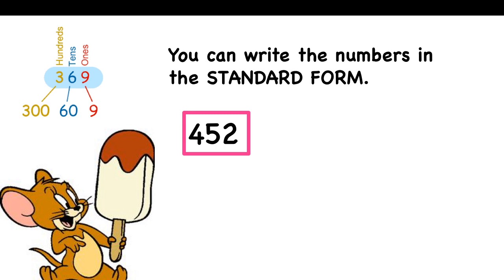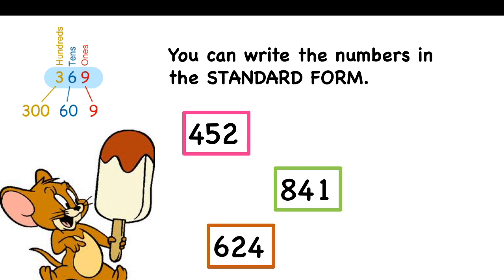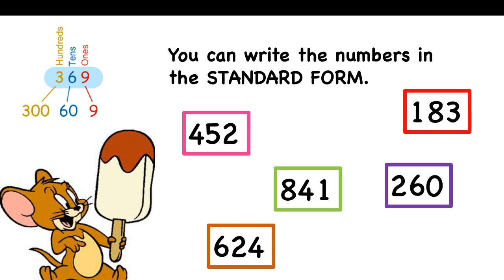Let's read the number 452. 841, 624, 183, 260, 705. What do we call this kind of form of writing the number? Standard form. When you write down the number just like this, the form is called standard form. What is it called? Standard form.